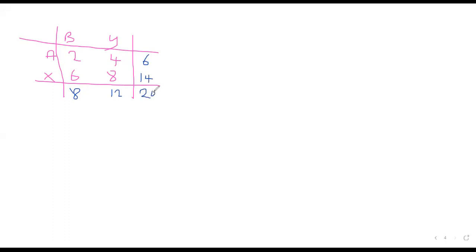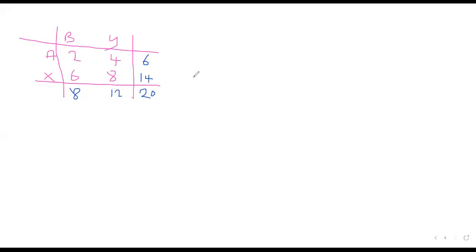The same principle can be extended to contingency tables, where you're given A, B, X, and Y. So here we have 2, 4, 6, 8. The first thing you need to do is to total up. So the total here is what? 8, 4, 6, and 14. So the total of totals is 20.